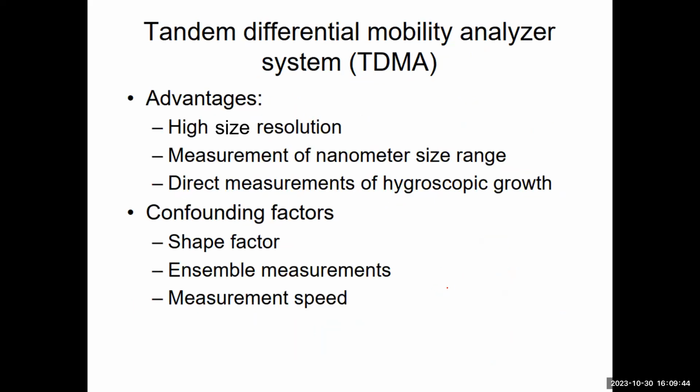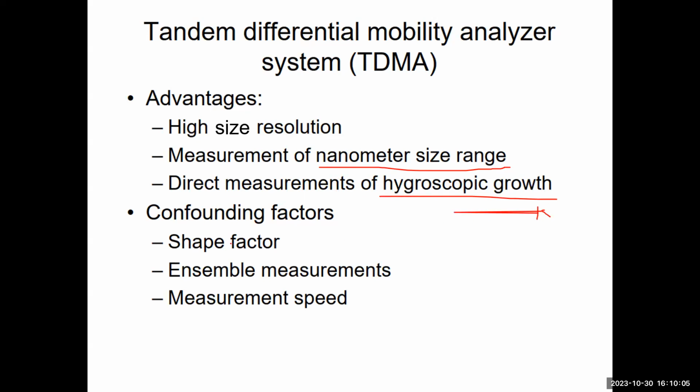Okay, so for the TDMA method, there are several advantages, right? So it has a high size resolution. You just do the DMA size classification, and the second DMA can scan the size distribution. It measures nanometer size range, right? It can measure the hygroscopic growth and derive the kappa value.